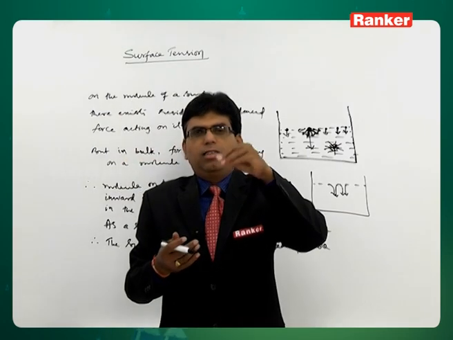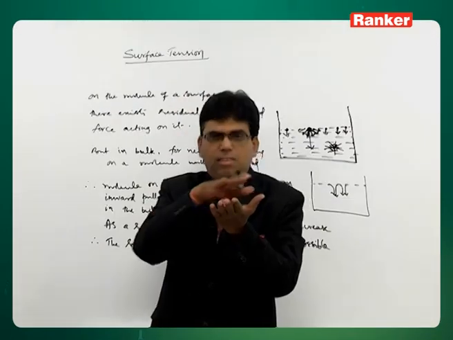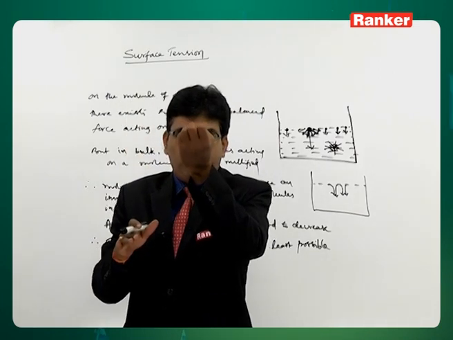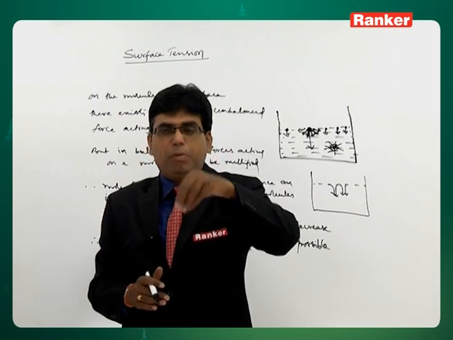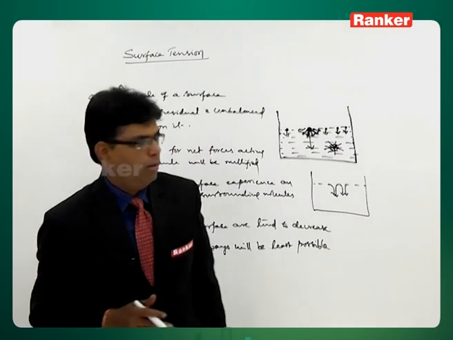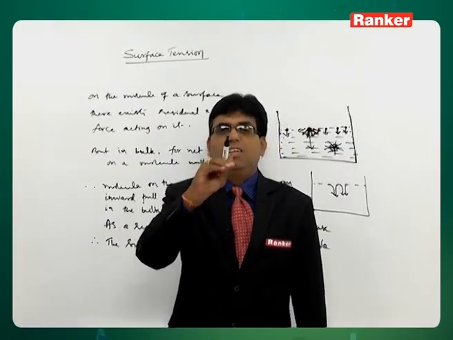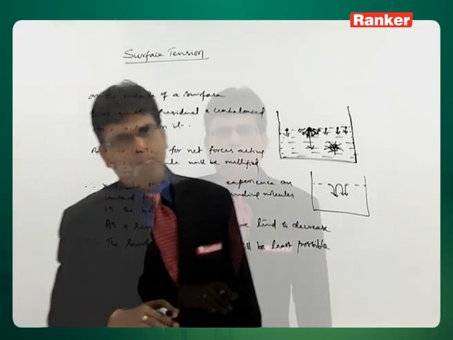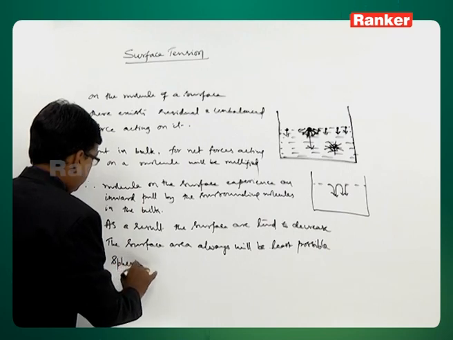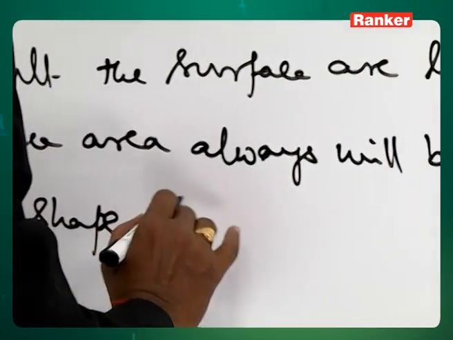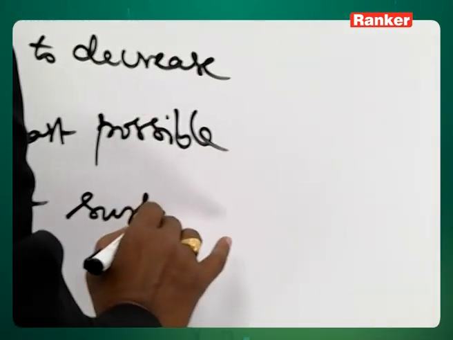Therefore, surface tension is nothing but the force acting on the surface molecules, which tends to pull the molecules inward. The force by which the molecules on the surface experience the inward pull is what we call surface tension. Due to surface tension, the shape of the liquid surface is always such that it will have the least surface area. Now, geometrically, the least possible surface area we can have is with spherical geometry. Spherical shape is the one with the least surface area.